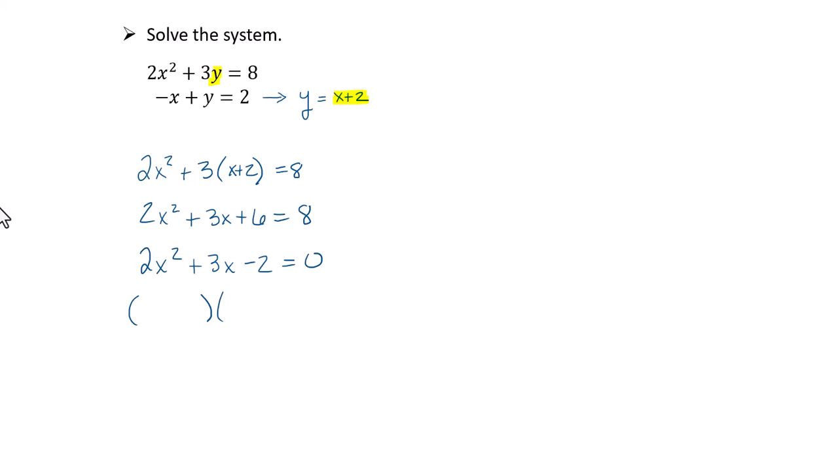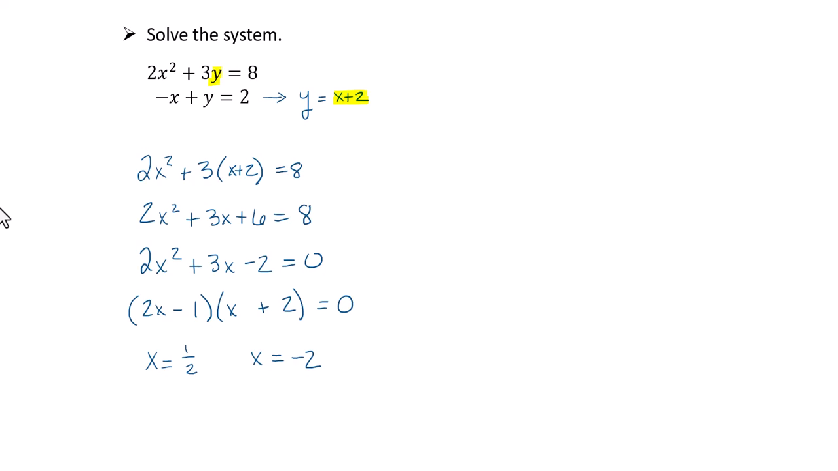Let's see if we can factor this. This is going to be 2x times x to get me a 2x squared. If I can put a 2 here and a 1 here and make this positive and this negative, that will give me the negative 2 that I need for c. And 4x minus x gives me the 3x that I need in the middle. So from the first factor, I'll have x equals 1/2. From the second factor, I'll have x equals negative 2.